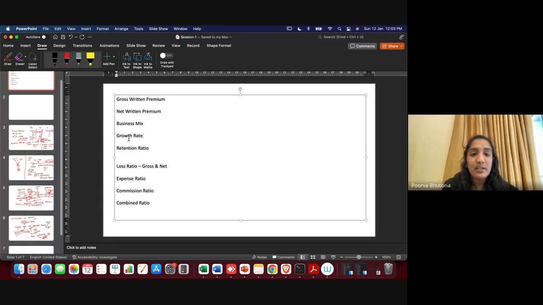Growth rate, simple as the name suggests. Last year I was doing 100 crores of premium. This year I've clocked in 110. Growth rate 10%. It can be looked at the company level, or at the line of business level.